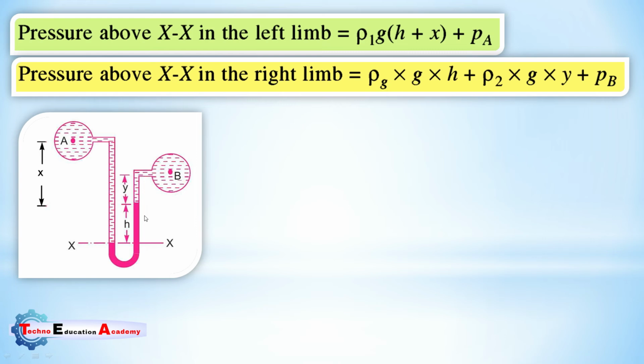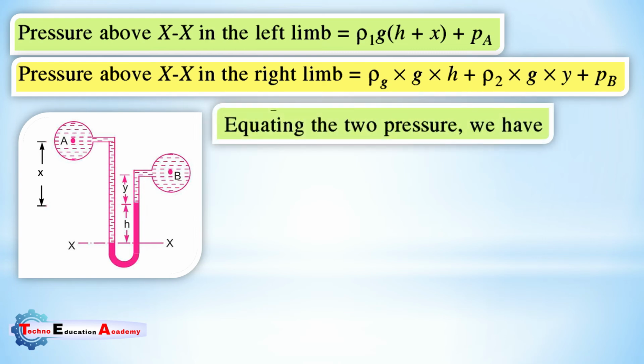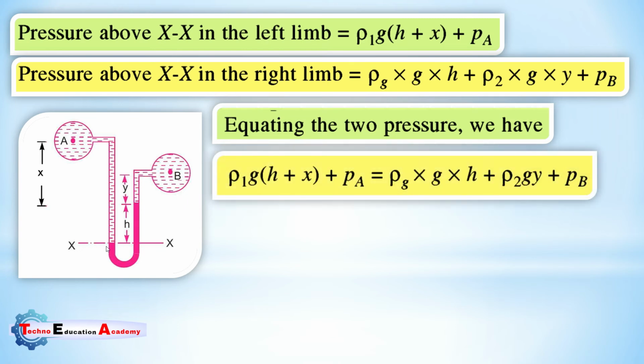Now we will compare, equating the two pressures. Here we have already considered the reference line or datum line. Now we will compare the two pressures. Rho 1 g (h plus x) plus Pa is the pressure in the left limb, equal to rho g h plus rho 2 g y plus Pb, which is the pressure in the right limb. Here we compare the two pressures because we are considering the datum line or reference line.